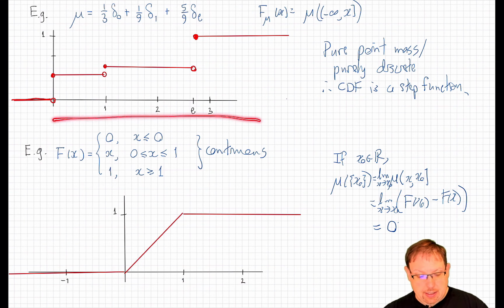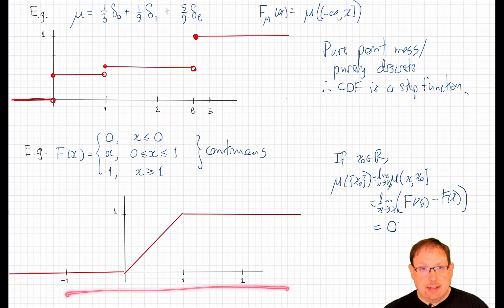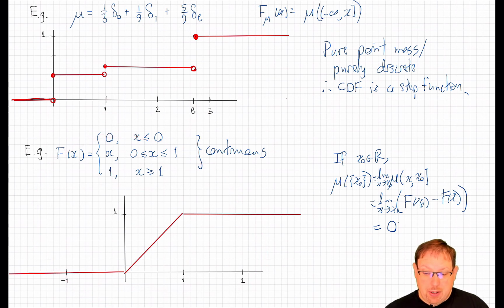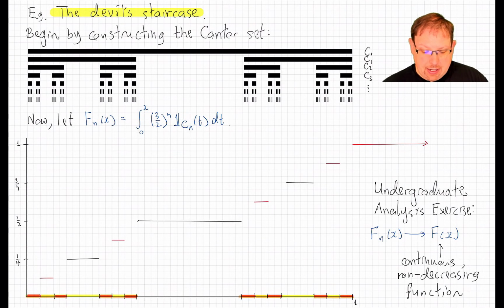Ones like this, and ones that have a density. That is most definitely not true. So let's look at one more example that, like this example, has a continuous CDF, but is fundamentally different in nature. And that is the devil's staircase, also called the Cantor function.